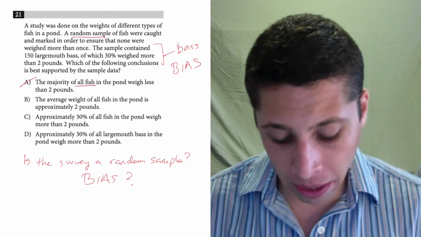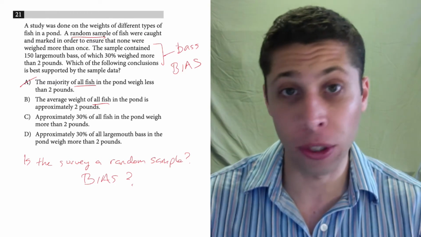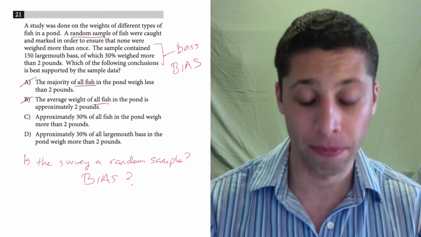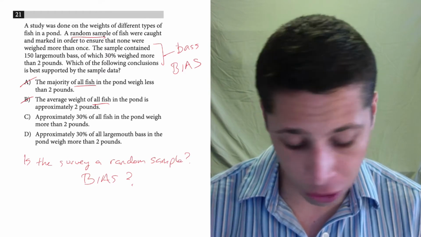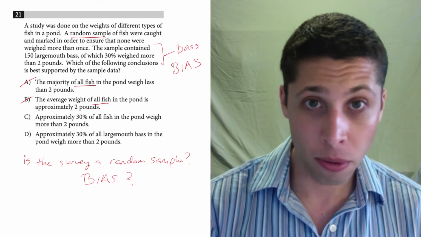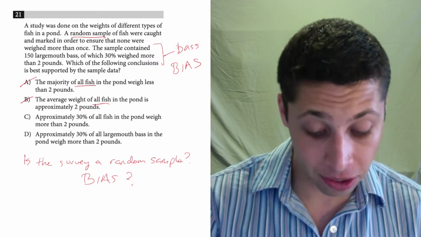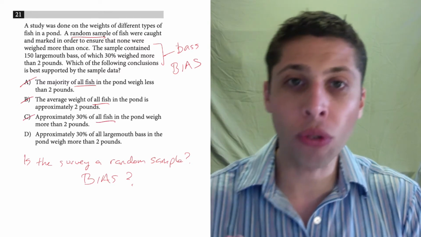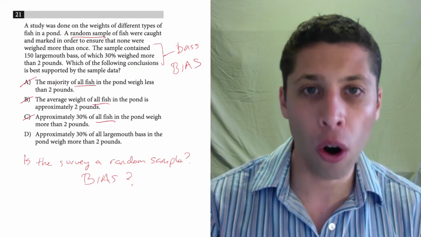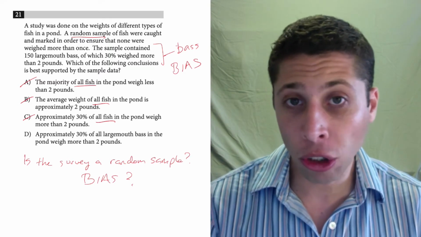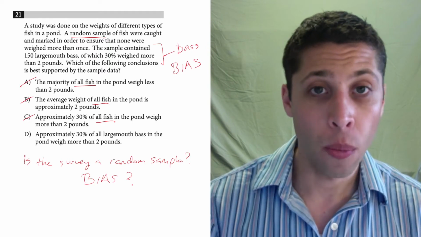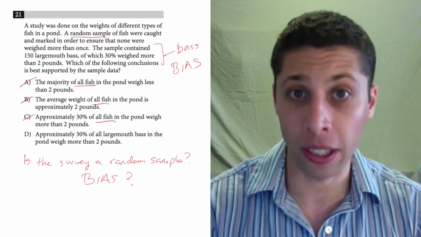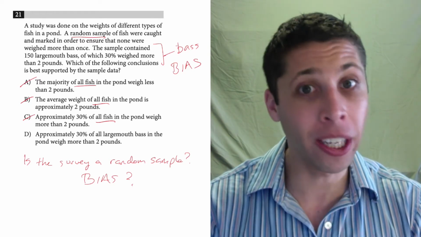Choice B, the average weight of all fish in the pond is approximately 2 pounds. We don't know. We only know about the largemouth bass. So we cannot make conclusions about all of the fish. Choice C, approximately 30% of all fish in the pond weigh more than 2 pounds. No, 30% of the largemouth bass weigh more than 2 pounds, but we don't know enough about the other fish. So that is, again, too strong. We need to be careful of strong words like all. We know that from the reading section. And it's especially true on survey questions where we need to be careful whether or not we're extrapolating, going beyond what the actual result is.